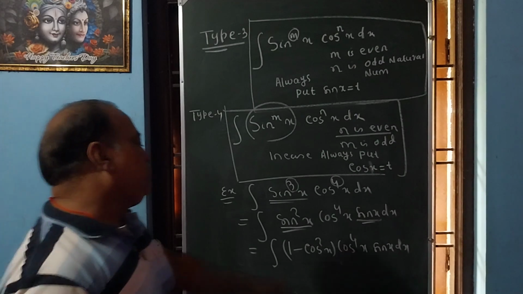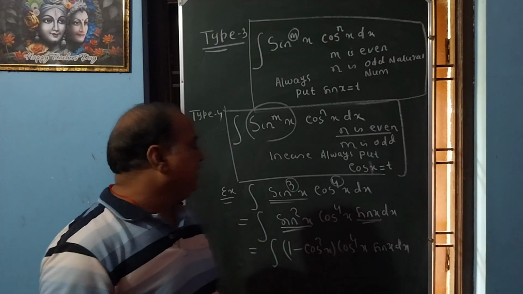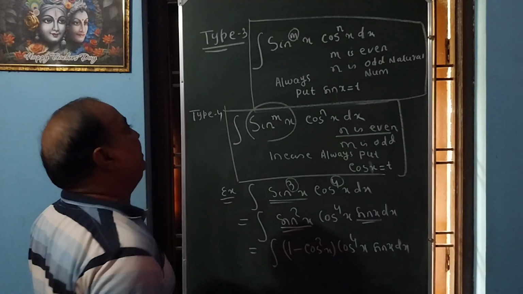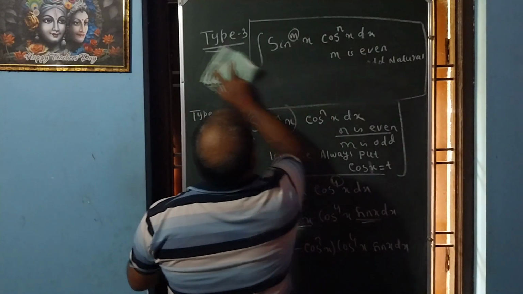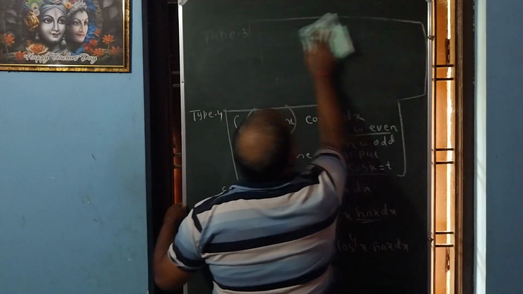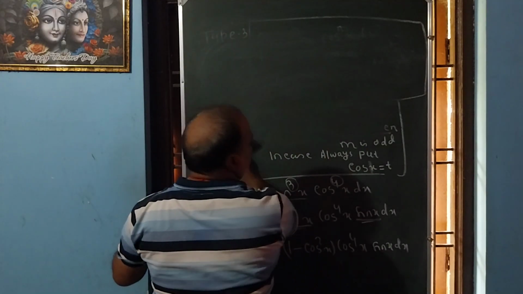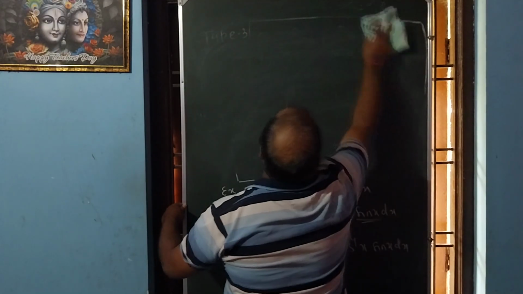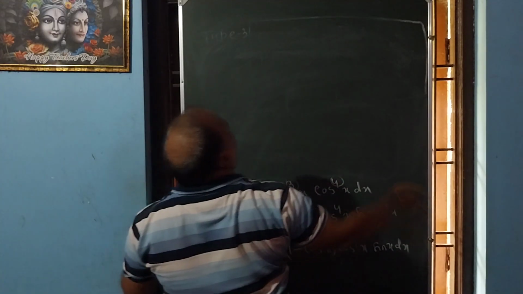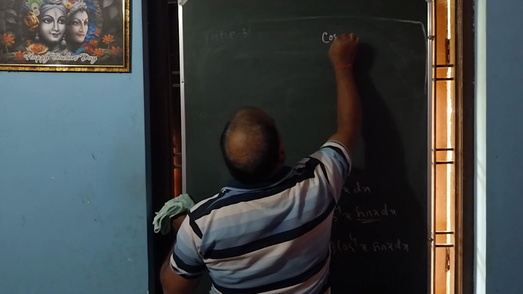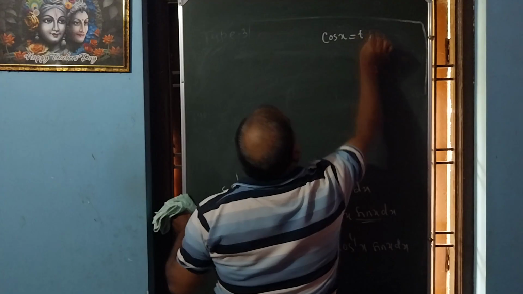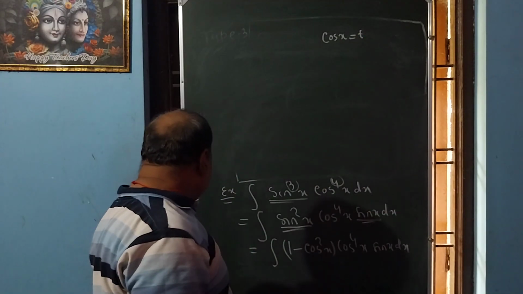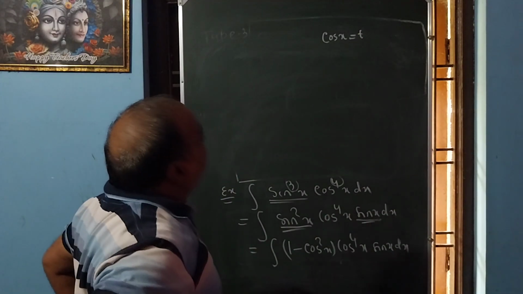Here we have to put cos x is equal to t. Once you take that, you have to differentiate on both sides with respect to x.